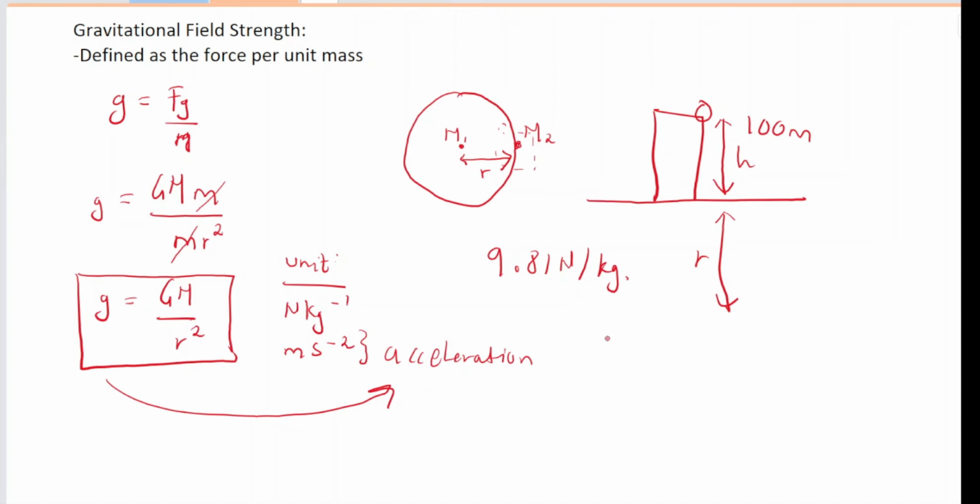So to make this more clear, I won't keep g equals GM over (r plus h) squared. This additional h is negligible. So that's why you just keep the normal r squared, which is the distance between the center of the Earth and the surface of the Earth.